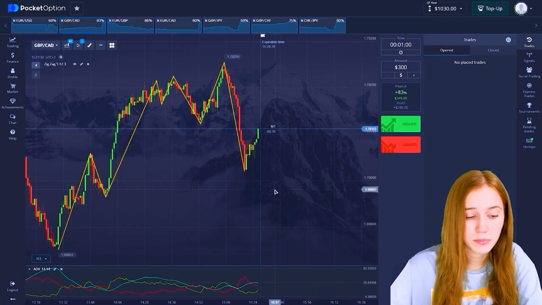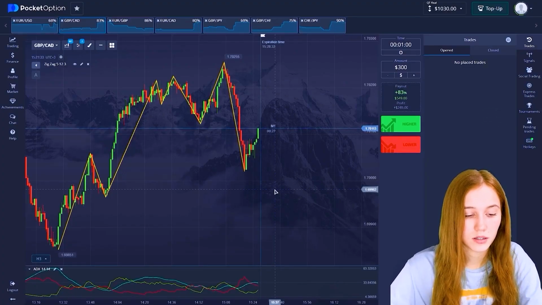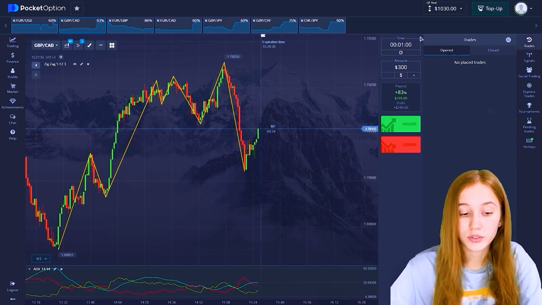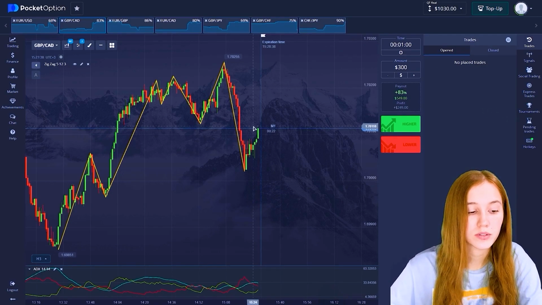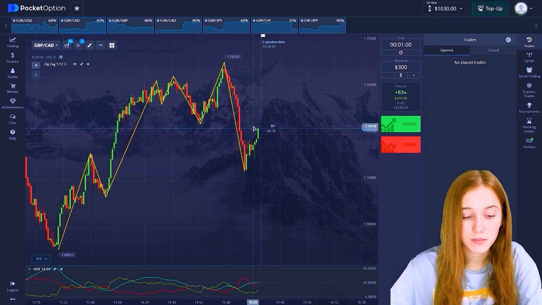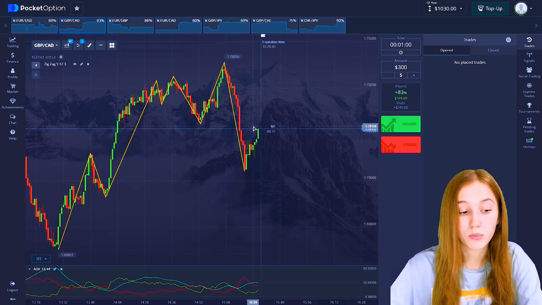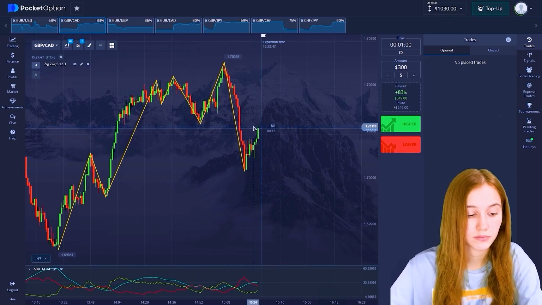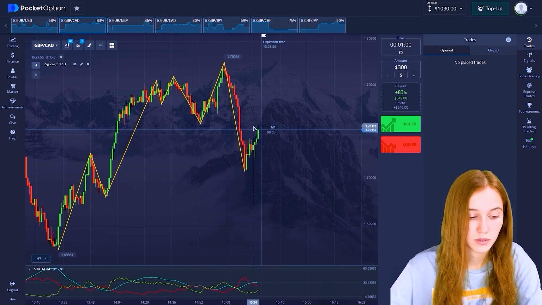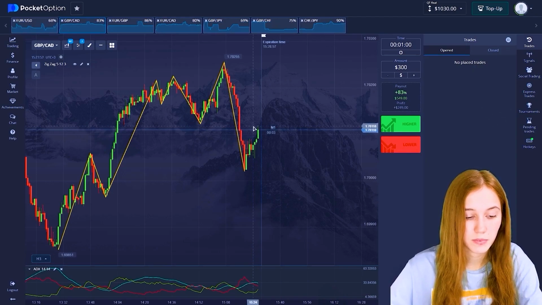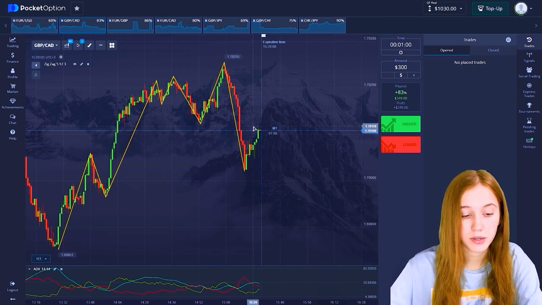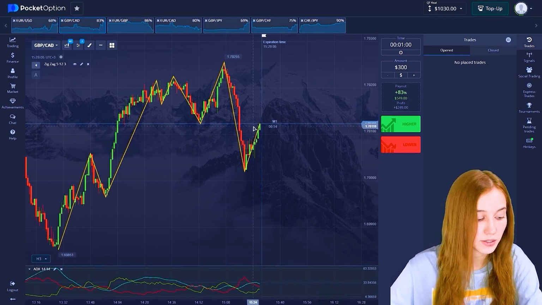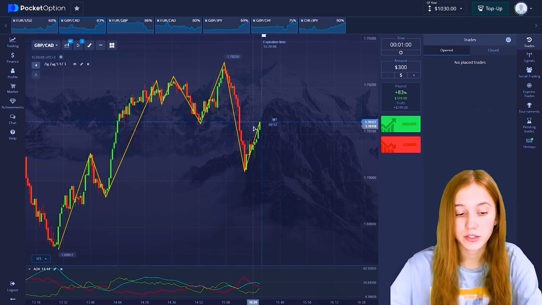This was the last concept pair. Our balance increased almost 10 times. It was $100 at the beginning, and now there are more than $1,000. This is very cool. As I said, we traded with 10% of our balance. It's safer, it's better for beginners to trade this way.